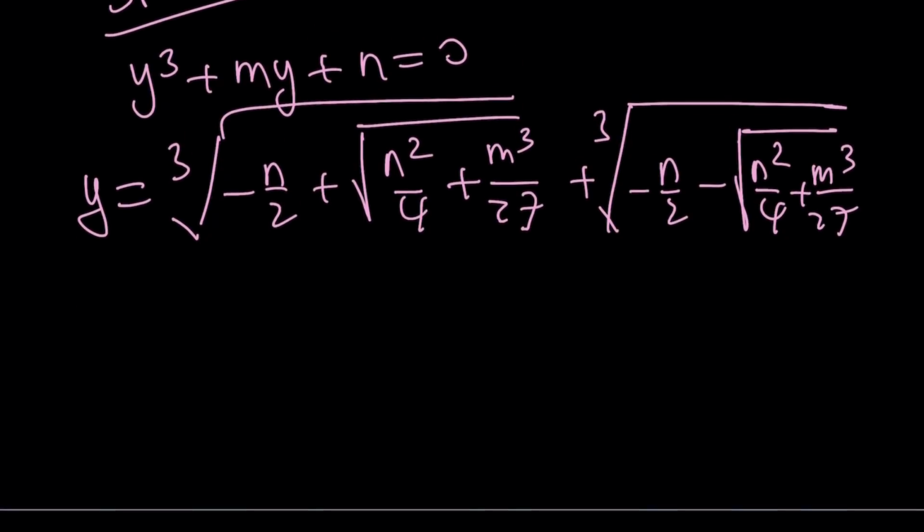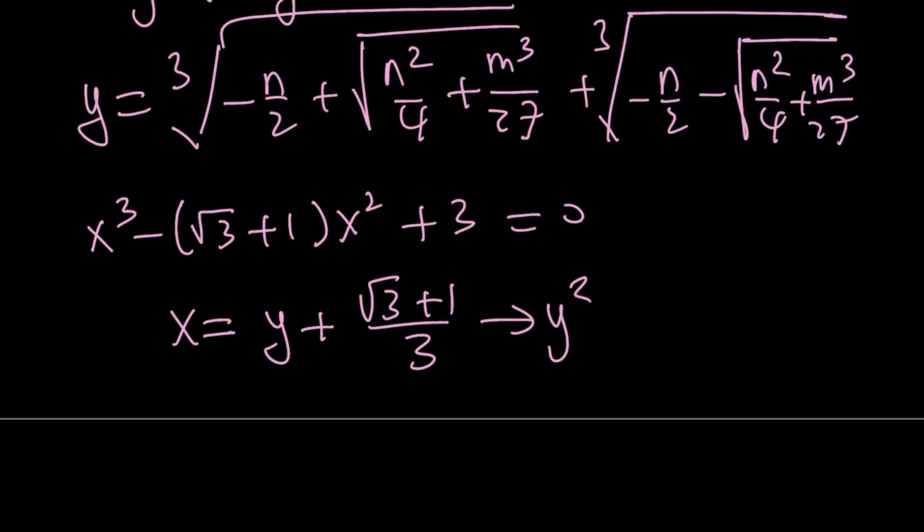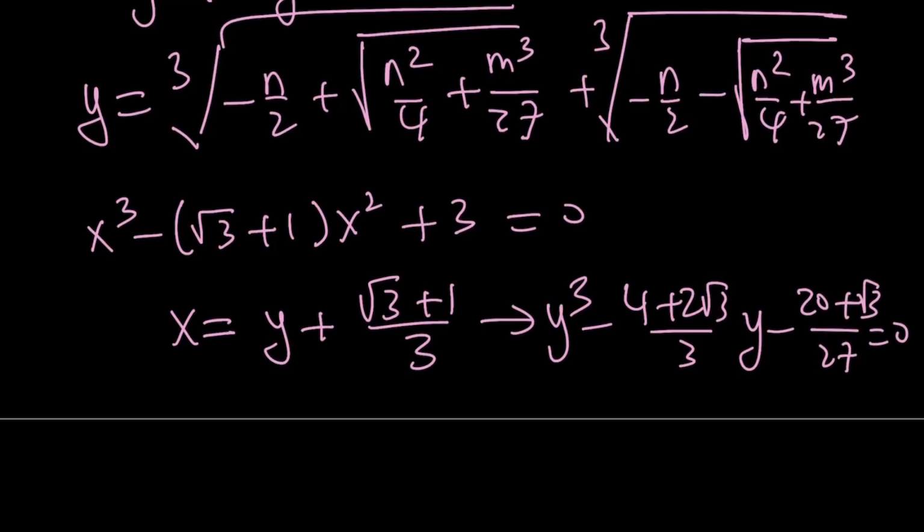Now, our equation has an x squared term, so we need to do a little bit of manipulation here to get rid of the x squared, and that's done by, let me just tell you that, and I'm going to leave it at that. You can replace x with something like y plus the quantity root 3 plus 1 over 3, and guess what? This is going to turn your equation into this: y cubed minus, if I'm not mistaken, the quantity 4 plus 2 root 3 over 3 times y minus the quantity 20 plus root 3 over 27 equals 0. And from here, you can basically solve it using the formula.